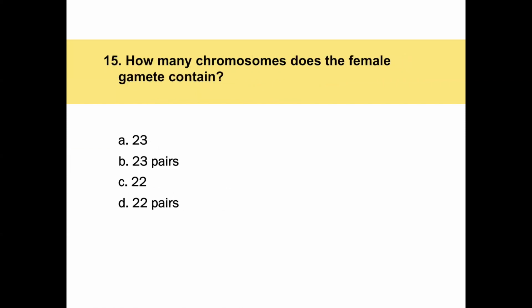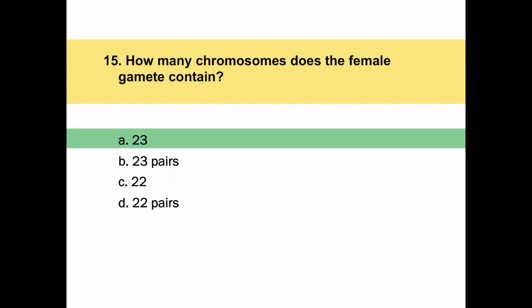How many chromosomes does the female gamete contain? A. 23, B. 23 pairs, C. 22, D. 22 pairs. Answer A. 23.